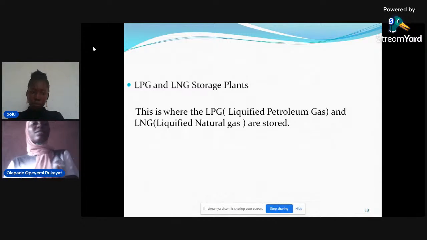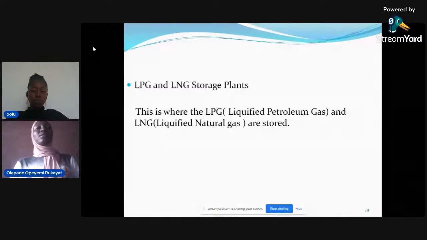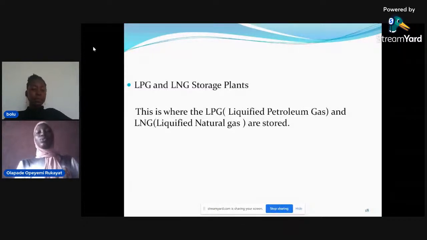And the LNG, the liquefied natural gas, is natural gas that has been condensed into liquid form. That's just it: natural gas changed to the liquid form. It is mostly composed of methane and maybe a little ethane. So the LPG and LNG storage plants are the places where we keep the liquefied petroleum gas and the liquefied natural gas. This is the point where they are stored.